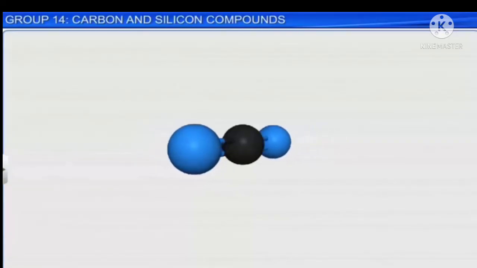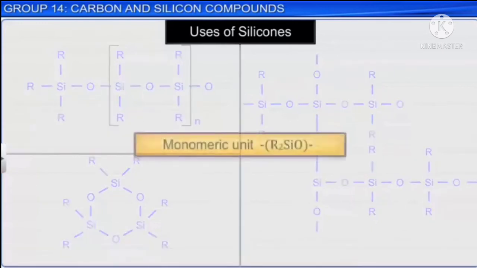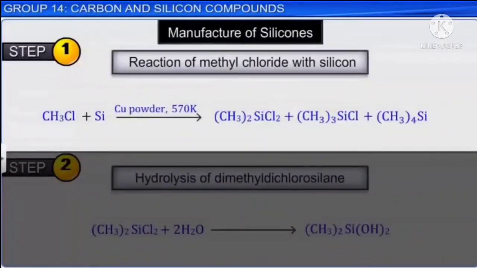Now let's turn our attention to carbon dioxide. These organosilicon polymers have a monomeric unit of R2SiO, where R is an alkyl group that repeats many times. Let's see how silicones are manufactured. First, methyl chloride, CH3Cl, is reacted with silicon in the presence of a copper catalyst to form methylated silicones.